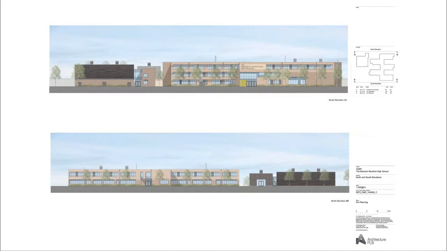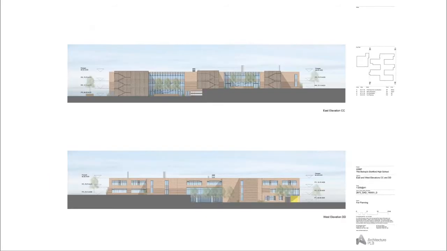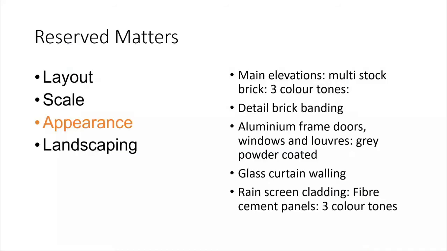So these sketches show the north and south elevation, showing the height of the building. From the south, you can see the full 3 storeys of the building. From the north, you'll see the building is 2 storeys, where the lower storey is cut into the ground. And also you can see the east and west elevation, showing the courtyards with the curtain wall glazing and the staircases. And the west elevation showing the cut through with the sports hall omitted.